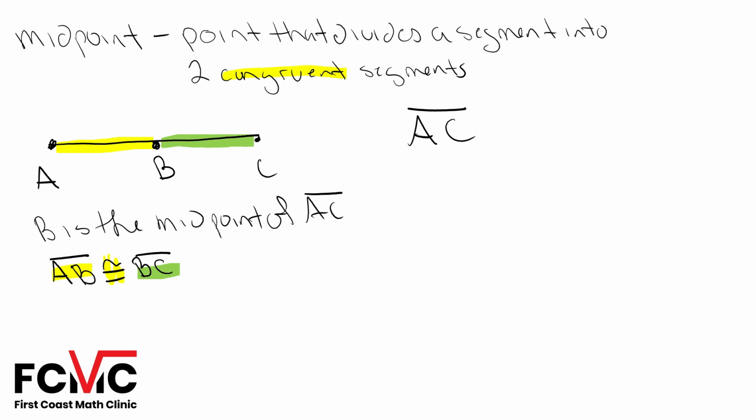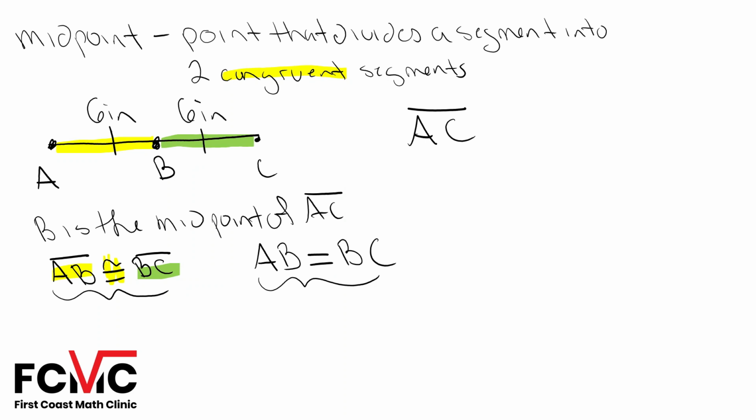And the way we're going to show that on our figure, we're going to put 1 slash through AB and 1 slash through BC. So if AB has a length of 6 inches, BC is going to have a length of 6 inches as well. This is our geometric relationship. We can set up an algebraic relationship where the length of AB is equal to the length of BC. And we could use this relationship to set up some equations and find the measures of segments. So we're going to use this relationship to do some problem solving.